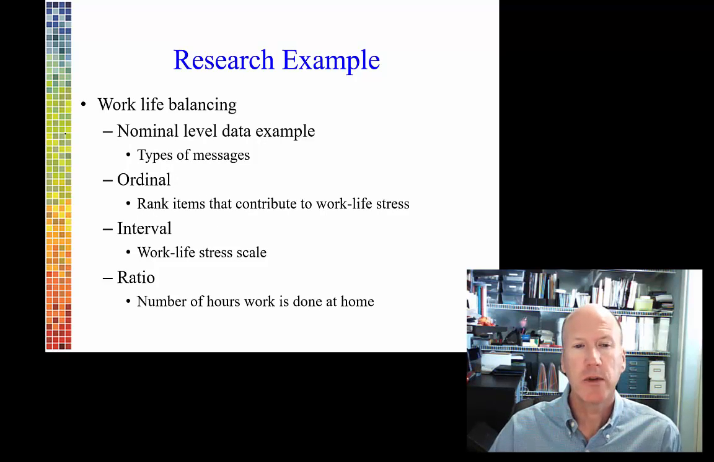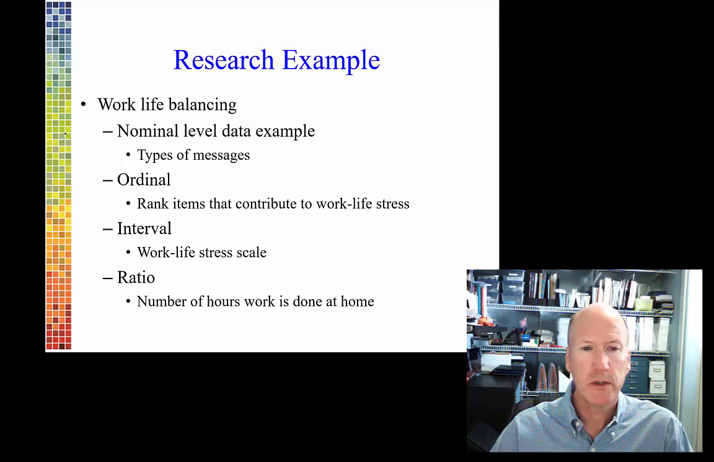Now, an example of an ordinal level of measurement in my research is when we're ranking something. So I might rank the items that contribute to my work-life stress. If I give you a list of things like children, the number of hours that you work, whether or not you work full or part-time, how far your commute is, those sorts of things, and I asked you to rank them from 1 being the most stressful to 5 being the least stressful, that would be an example of an ordinal level of measurement.